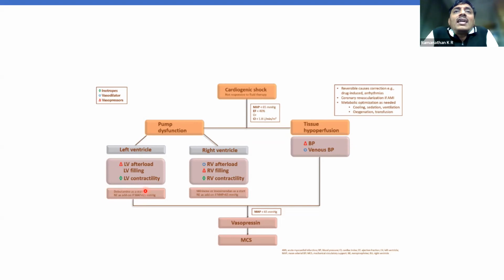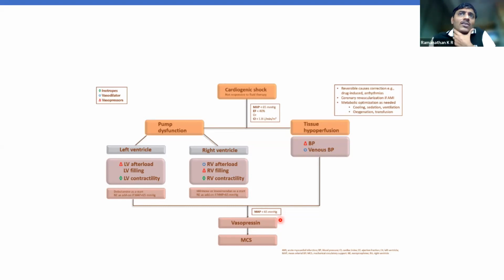Now, if it is going to be a right ventricular dysfunction that's going to be predominant, of course, agents like milrinone can be helpful in the acute setting. Again, milrinone with noradrenaline is another combination that's predominantly right ventricular favorable in the event of a pump dysfunction.